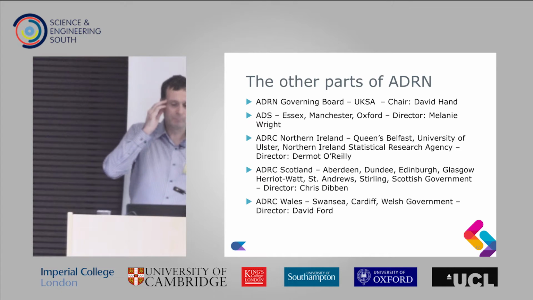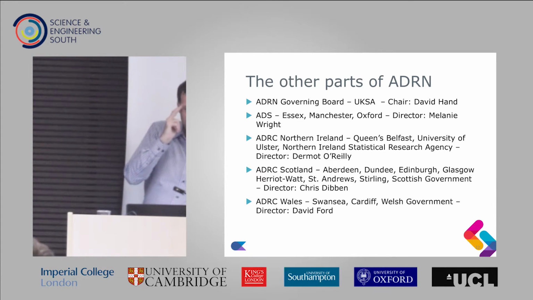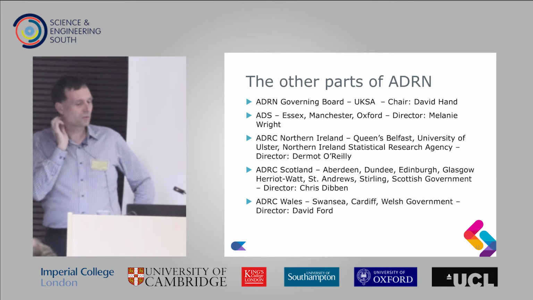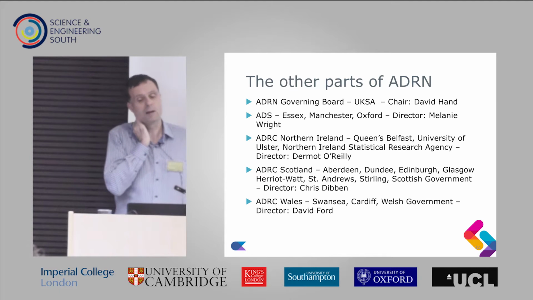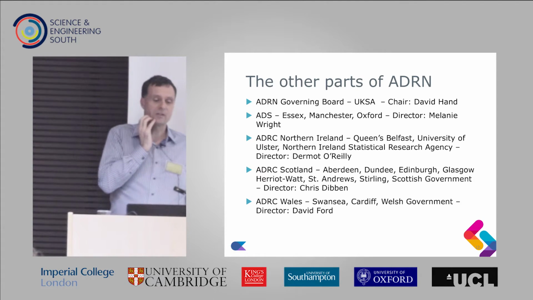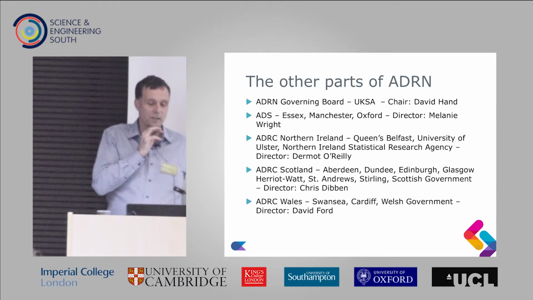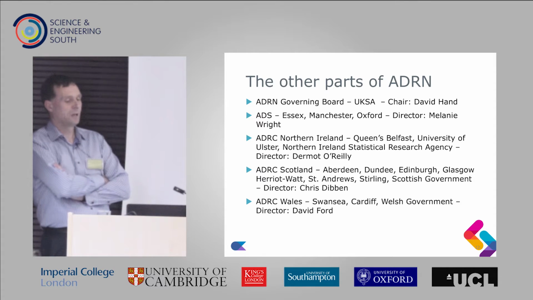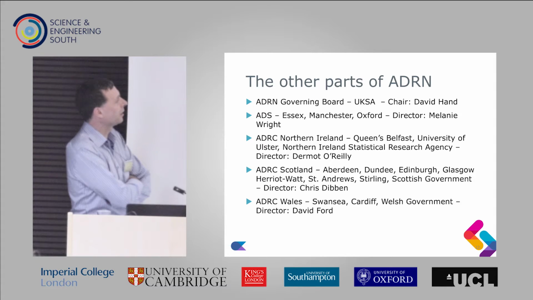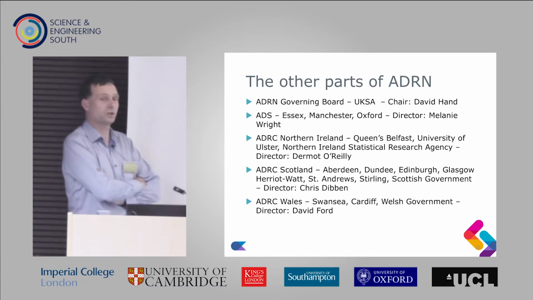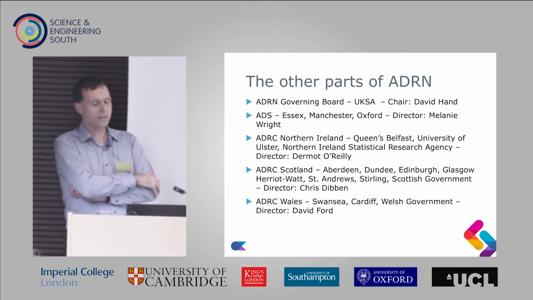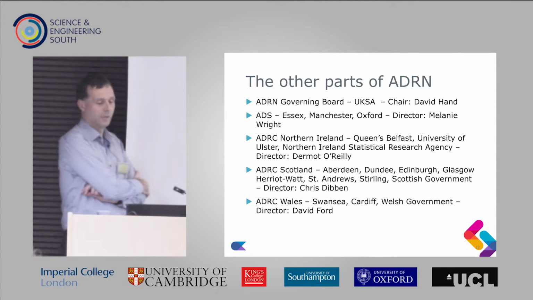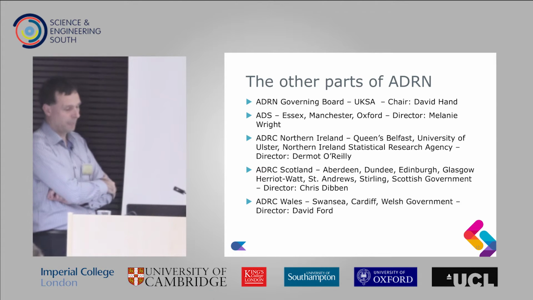Just to show the other parts of the network, they include a governing board, which guides the strategic direction of the network, and it's hosted by the UK Statistical Authority and provides directly to Parliament a report on the progress of the network. It has, as I said, the Administrative Data Service in Essex. In Northern Ireland, it's a consortium led by Queen's Belfast, in collaboration with NISRA, the Northern Ireland Statistical Research Agency, which is their equivalent of ONS. Similarly, Scotland is led now by Edinburgh in conjunction with Scottish Government, and again Wales. The main centre is at Swansea, which is also in partnership with Welsh Government.